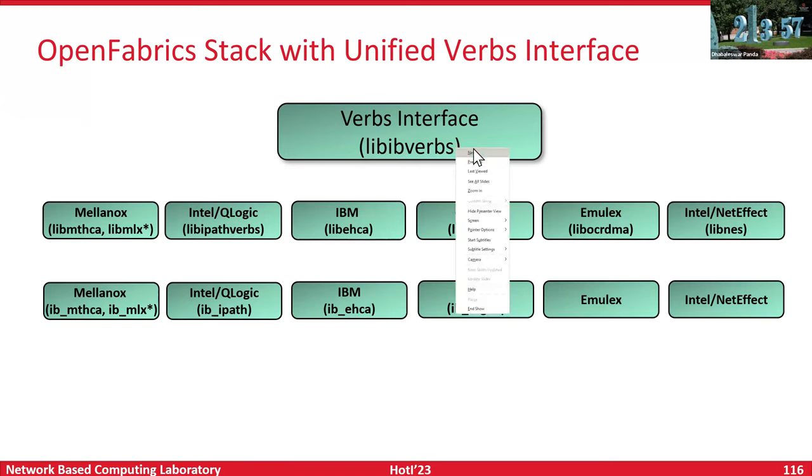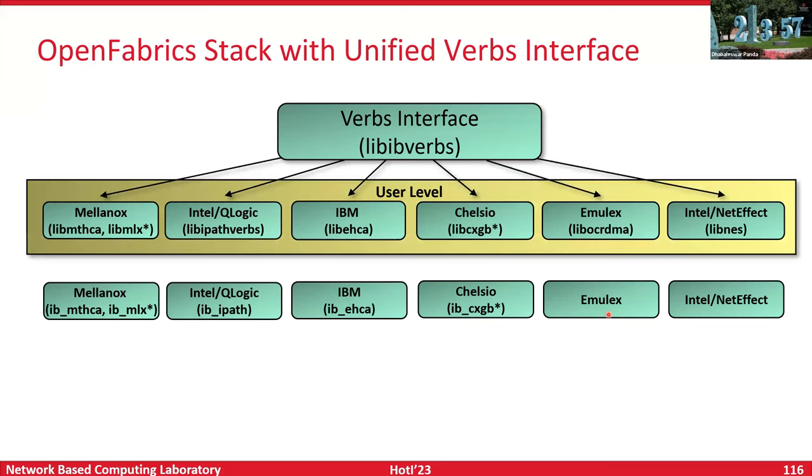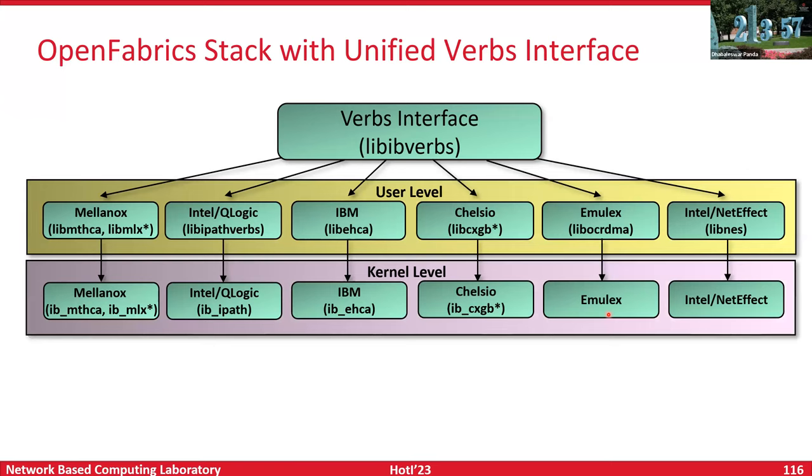And then what happens is, every vendor can contribute. Let's say, in this case, let me take an Emulex. They actually had an adapter. So in addition to their hardware, what they contribute is one user-level component and one kernel-level component, which works with their adapter, and it supports verbs. So in that way, there are multiple advantages.